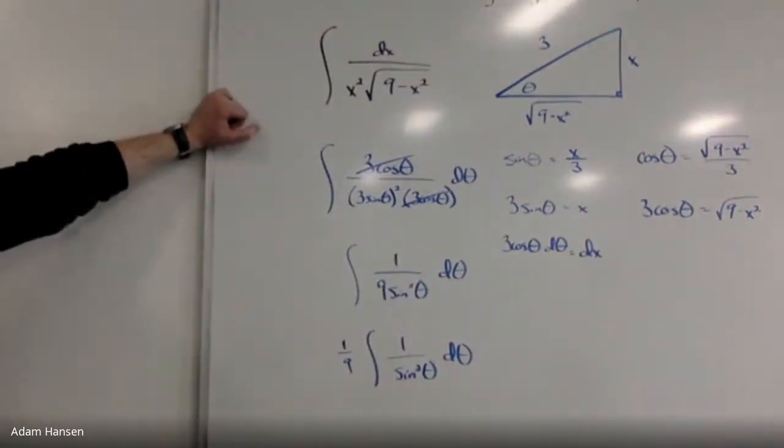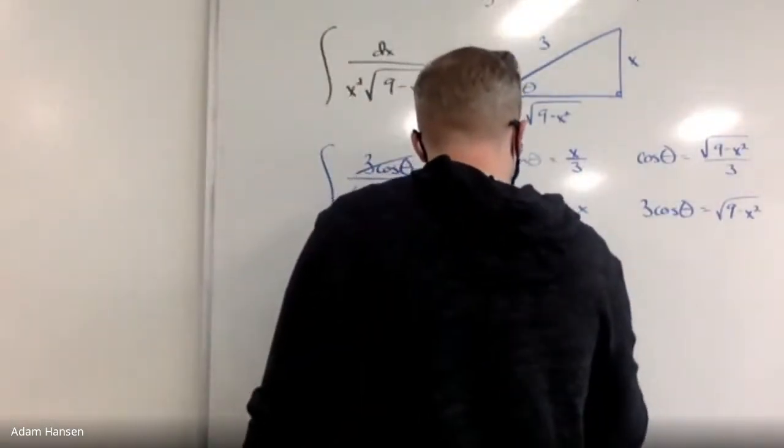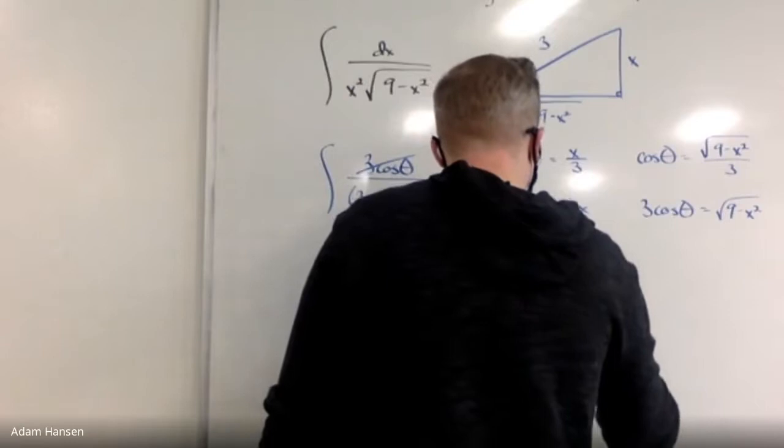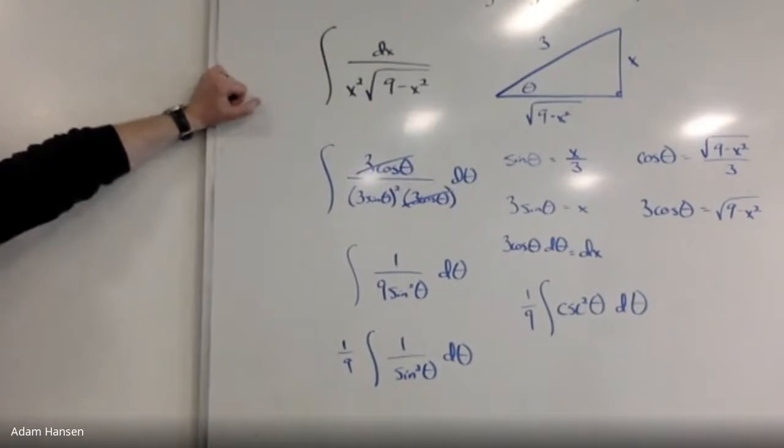Let's see, 1 over sine squared, what's that equal to? 1 over sine, the reciprocal of sine is which trig expression? Cosecant. 1 over sine is cosecant. So 1 over sine squared would be cosecant squared. So what I've got to evaluate is this antiderivative: 1/9 times the antiderivative of cosecant squared theta d theta. What is the antiderivative of cosecant squared?